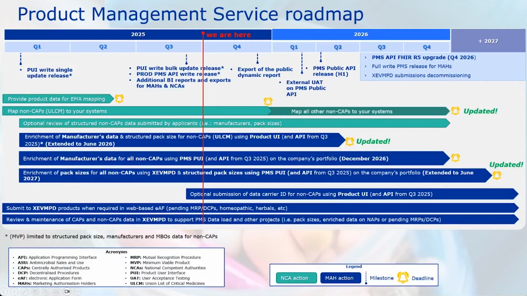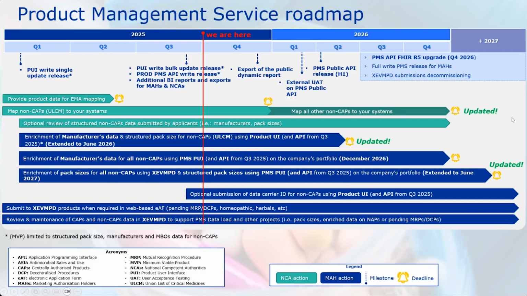This is a summary of our PMS roadmap. As you can see, what we have updated is in blue for industry and in green for NCAs. The extension of the submission is, indeed, end of June 2026 for the submission of MBO data for ULCM products only, and then for the submission of pack size for the rest of the portfolio into PMS and XVMPD is updated to end June 2027. What doesn't change is the deadline for the submission of the structured data for the rest of the portfolio, PUI or API. This remains December 2026.